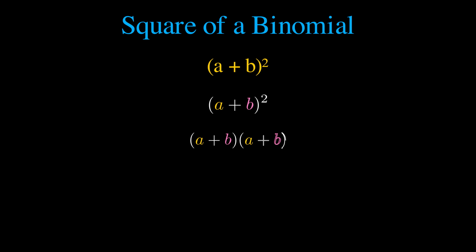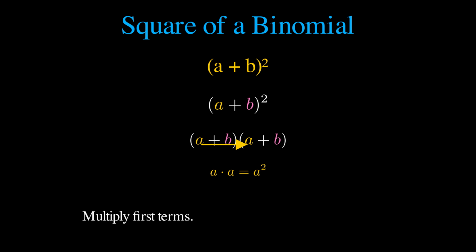When you see a binomial squared, do not square each term. Start by rewriting it twice. For a plus b squared, write a plus b times a plus b. Now follow FOIL in order every time.